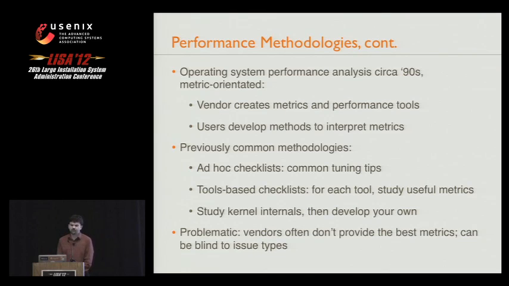Operating system performance circa the 90s was metric orientated, where the vendor created metrics and performance tools, and the user developed methods to interpret the metrics. I did a lot of performance analysis in that culture. And the previous common methodologies focused on ad hoc checklists of common tuning tips, tool-based checklists, which seem to make more sense in some cases, where for every tool, you then say, these are the useful metrics, and this is how to interpret each metric, and these are the actionable items based on the interpretation.